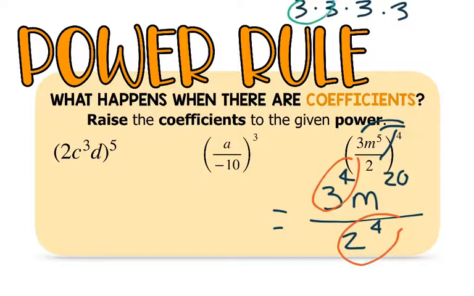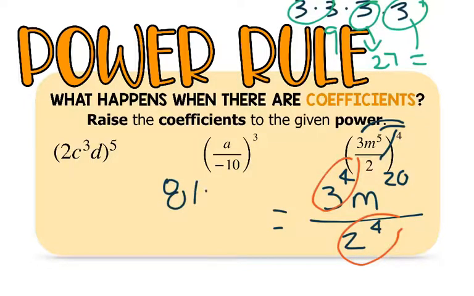3 times 3, we know that that's 9. Times that by another 3, and you get 27. Times that by another 3, and you get, that's a little bit of a hard one, 27 times 3 gives you 81. So 3 to the 4th power is 81.